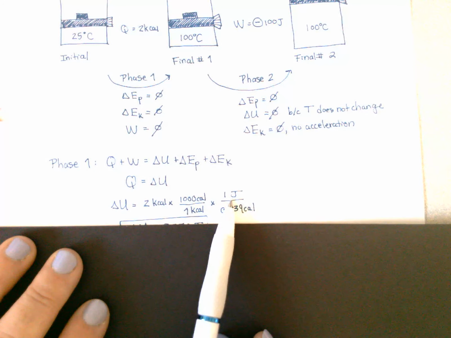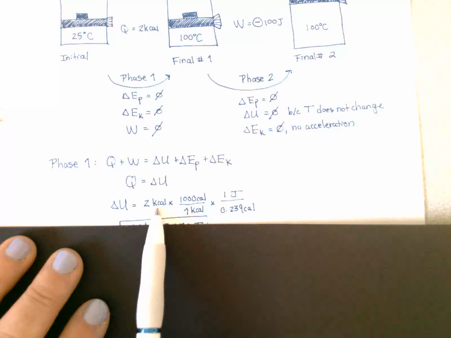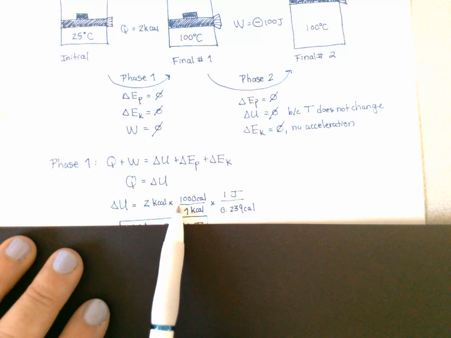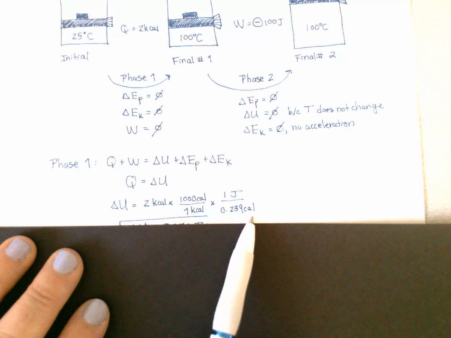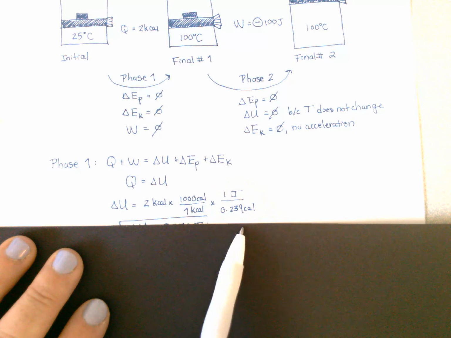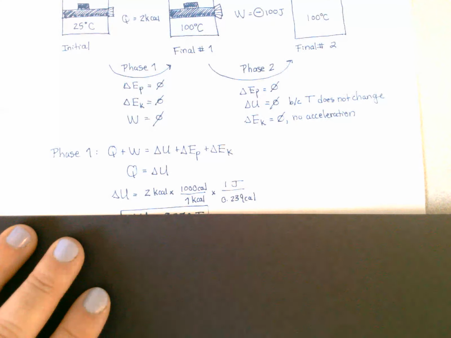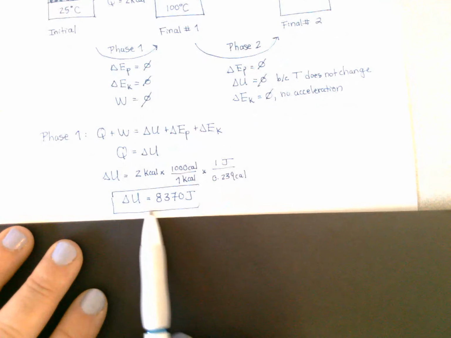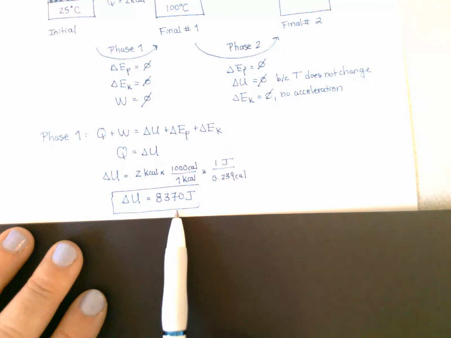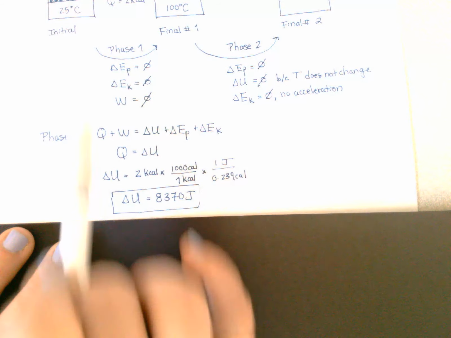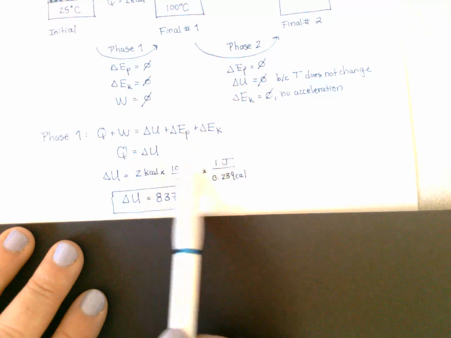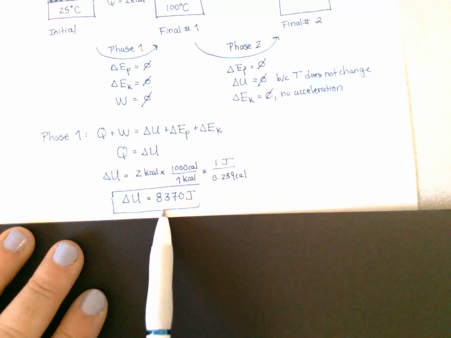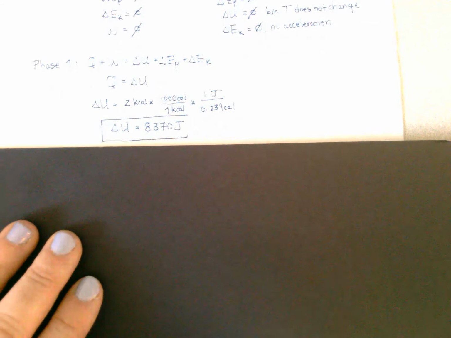We generally want to see joules in this class to make it a little easier for ourselves. So 1 kilocalorie is equal to 1,000 calories, and 1 joule is equal to 0.39 calories. This is a good unit conversion to maybe have on a cheat sheet for an exam. And that means the change in internal energy is going to be 8,370 joules. So that's phase 1, very, very simple. It's just getting us to practice how to cancel out these terms and find what we need to know. Let's look at phase 2.